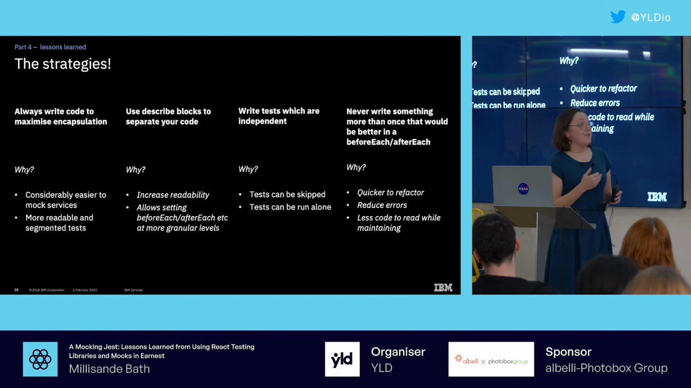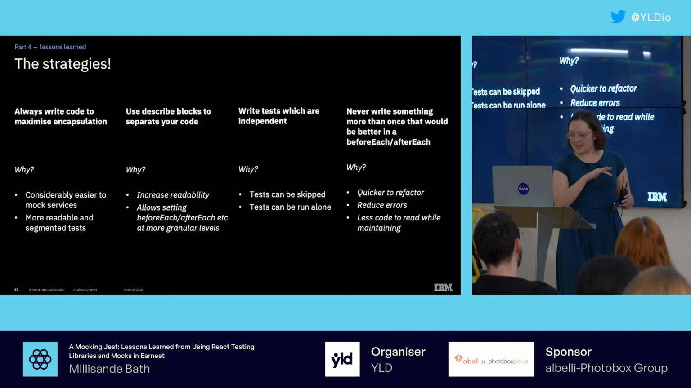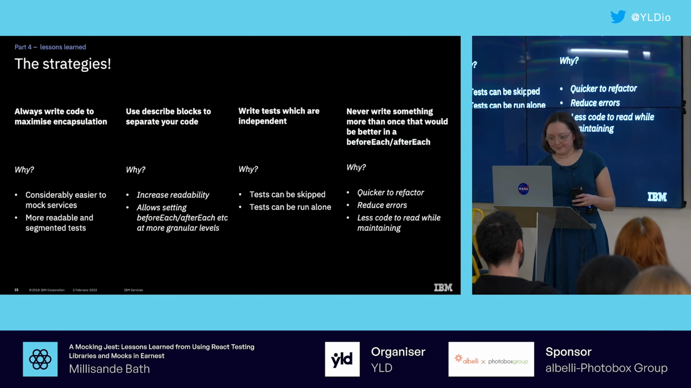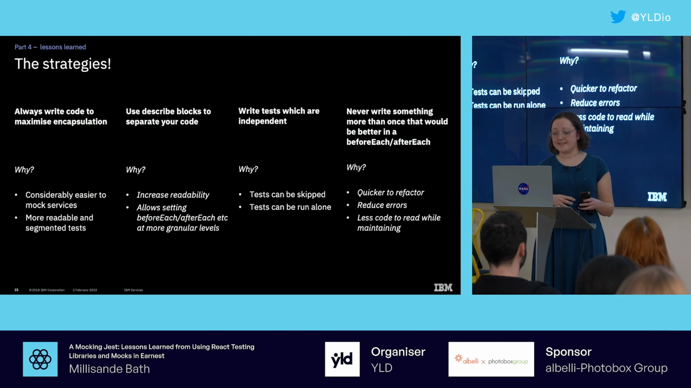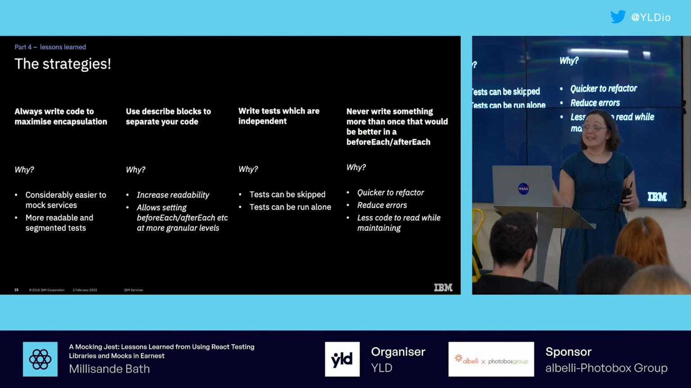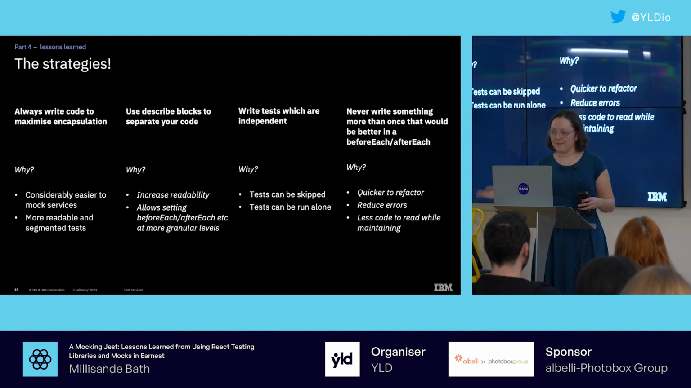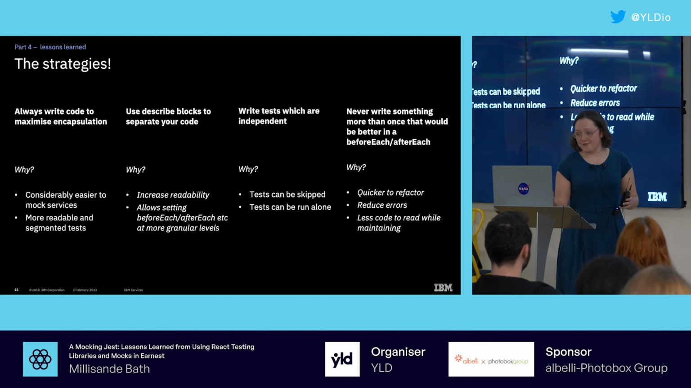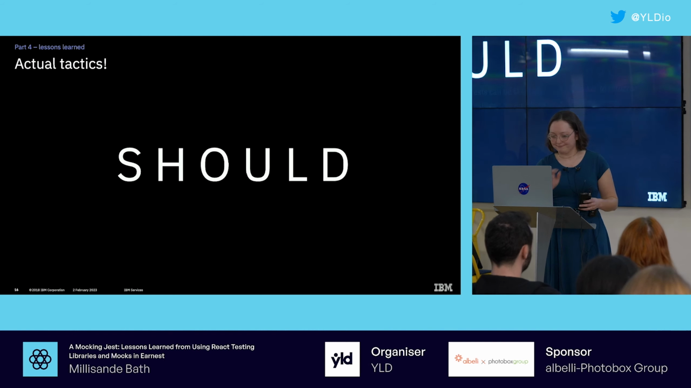Another really useful tip is to use describe blocks to separate out your code. You saw the example earlier, it makes it more readable. Write your tests so that they're independent. They shouldn't be reliant on the state of the previous test. That means you can use that .only syntax that I flashed up on the screen a little while ago, so that you run one test at a time. It makes it much easier to troubleshoot if one test is failing. And you should use the beforeEaches and the afterEaches. Let's reduce code. Let's make sure that it's quick to refactor.